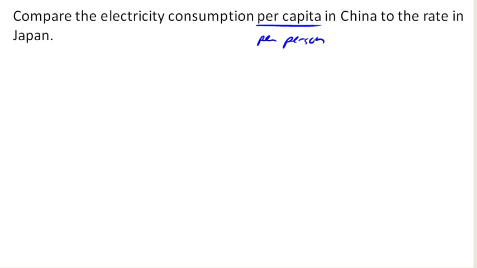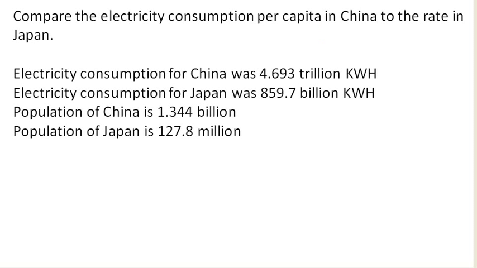So to do this, we're going to need some data. So I consulted a couple sources of data and found that the electricity consumption for China was 4.693 trillion kilowatt hours, while it was 859 billion kilowatt hours in Japan. And the first thing we can see right there is that Japan's consumption as an absolute quantity is much smaller.